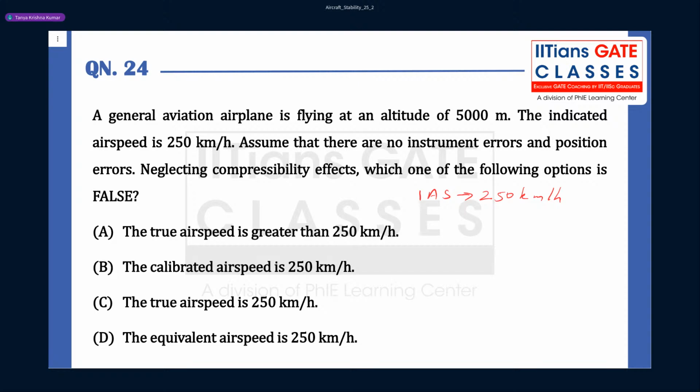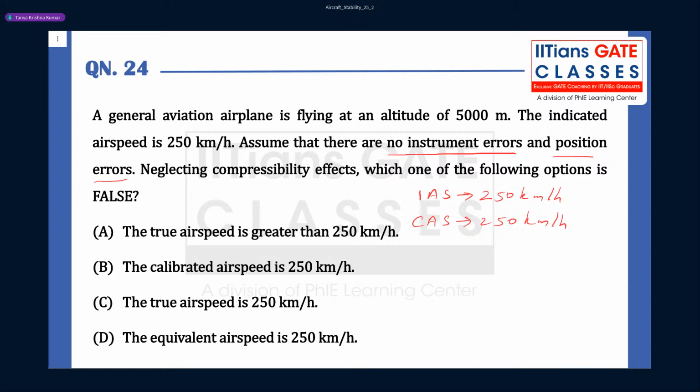Next is the calibrated airspeed. What is calibrated airspeed? It is the IAS, the indicated airspeed, which is corrected for instrument and position errors. But since the question clearly mentions that there is no instrument error and no position error, in this question the calibrated airspeed and indicated airspeed will be the same. So we'll take it as 250 kilometers per hour just for this question.